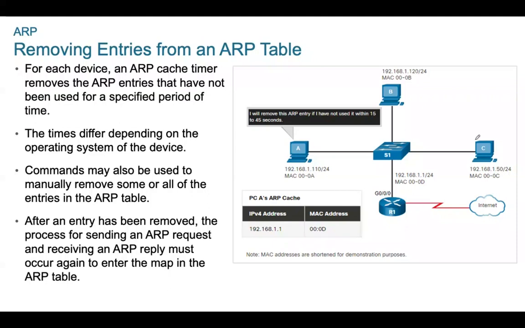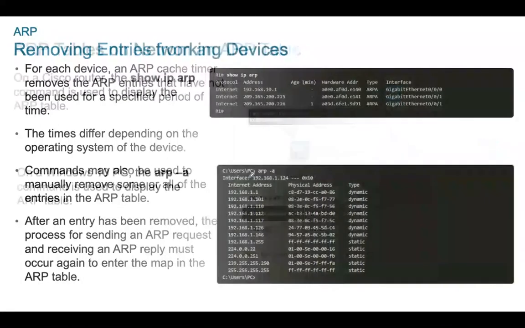Commands may also be used to manually remove some or all of the entries from this table. But after an entry has been removed, the process of sending the ARP request and receiving the ARP reply must occur again to enter it in this table, if it is required to communicate again with these devices in the network. So for removing any entries from ARP, one way is to set the timer. So every 15 days or every 1 month, the IP addresses and the MAC addresses will be removed, the entries removed from the ARP cache. Or else you can go manually and by giving certain commands you can remove the entries.